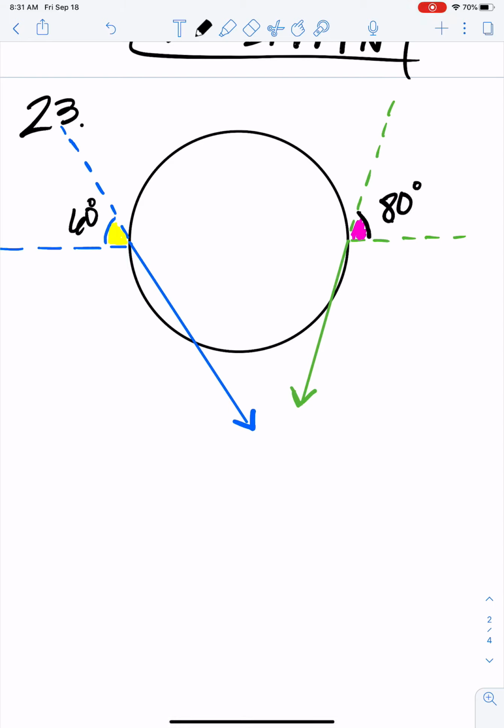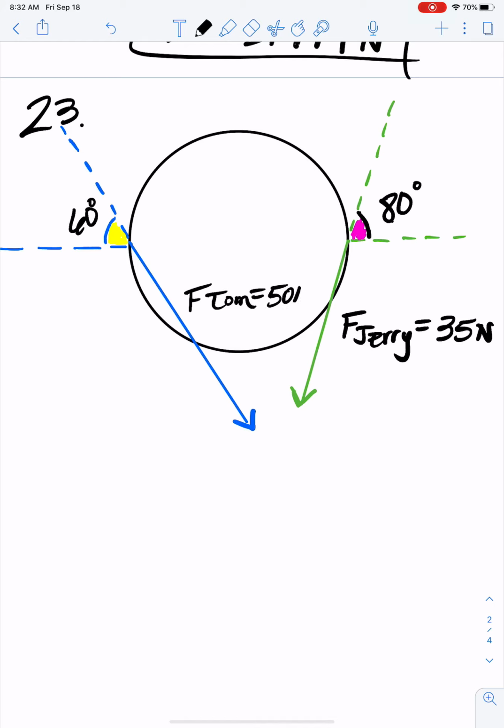All right, so this is F Jerry, and that's equal to, I think they tell us, 35 newtons. And force Tom is equal to 50 newtons. All right, so both Tom and Jerry are going to put a torque on this merry-go-round, right? And we're going to find out what the net torque is. They're pushing in opposite directions. Looks like Tom's pushing in the positive counterclockwise direction and Jerry's in the clockwise negative direction.